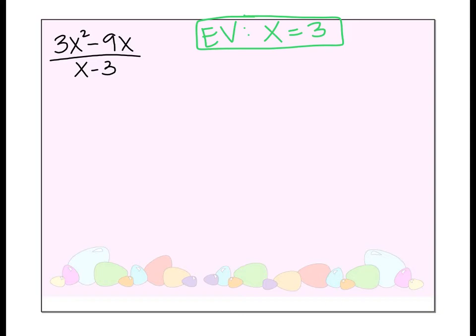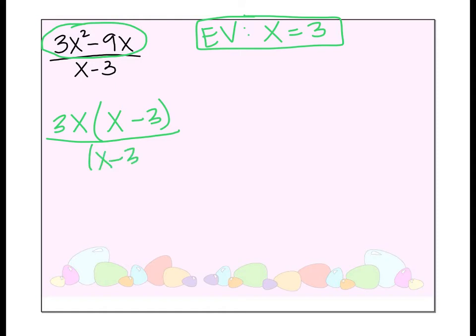Okay, second thing is to simplify if possible. So when we simplify, we have to look for a few things. When we have binomials, like we do here, or in some cases we'll have trinomials, we have to look for taking out a greatest common factor, or using diamond and box. Since this is just two terms, 3x squared minus 9x, I'm going to look for a GCF. Biggest thing I can take out would be a 3 and 1x. So I take a 3x, that leaves me with x minus 3 in parentheses, and in the bottom I have the original x minus 3.